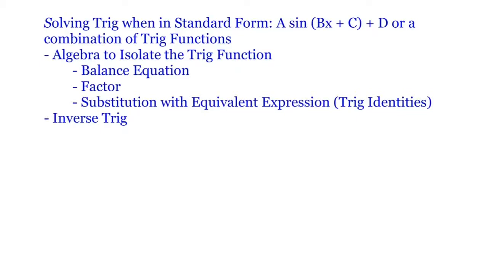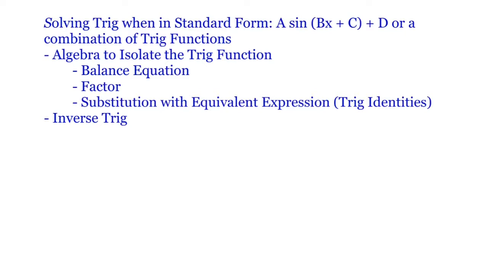Alright, so solving trig when in standard form, which is a times sine of bx plus c plus d, or the other trig functions of cosine or tangent. Again, we want to isolate the trig function by getting rid of d and then a. Factor if you can, substitute with an equivalent expression using our trig identities, and then finally finish.